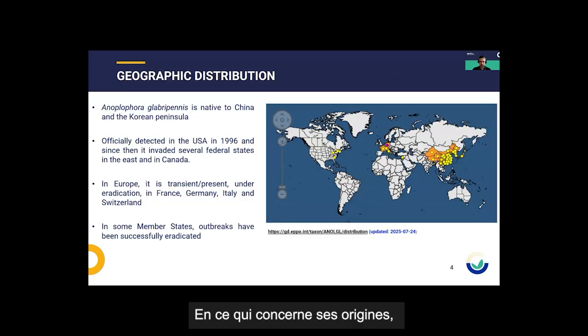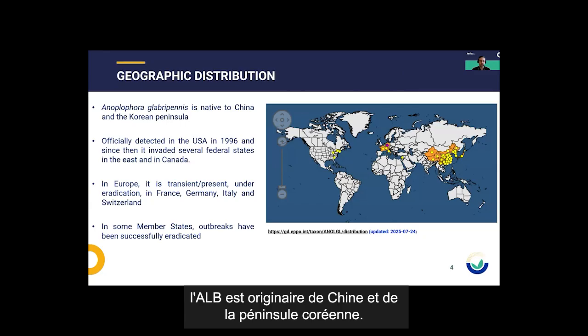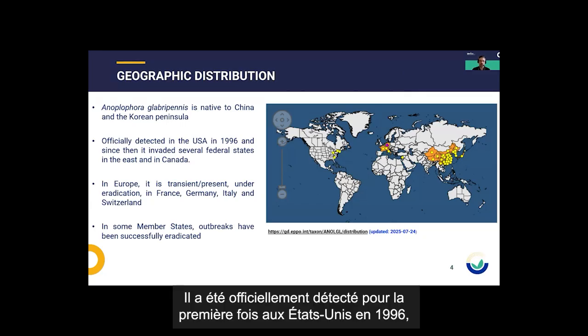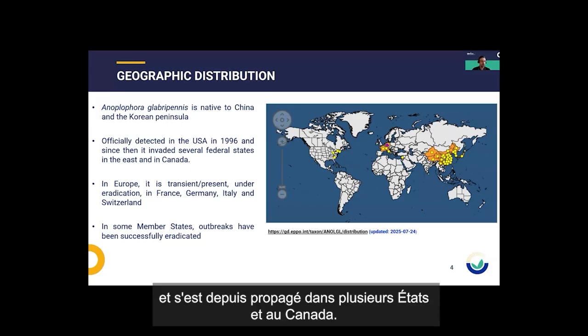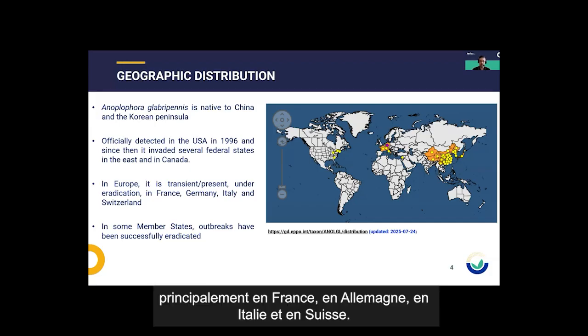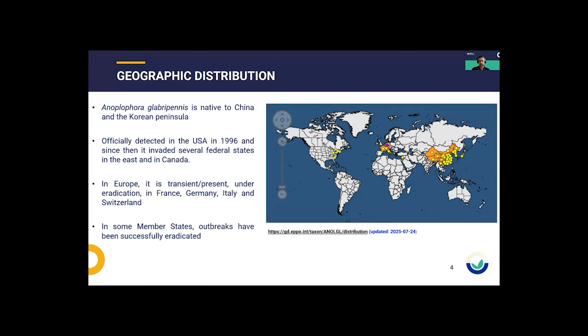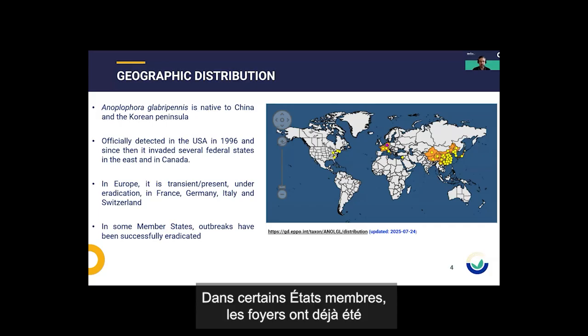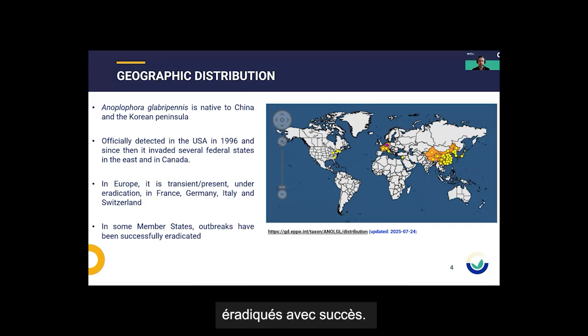Speaking about its origins, ALB is native to China and the Korean Peninsula. It was first officially detected in the United States in 1996, and since then it has spread to several states as well as into Canada. In Europe, the pest is considered transient or present under eradication, mainly in France, Germany, Italy, and Switzerland. In some member states, outbreaks have already been successfully eradicated.